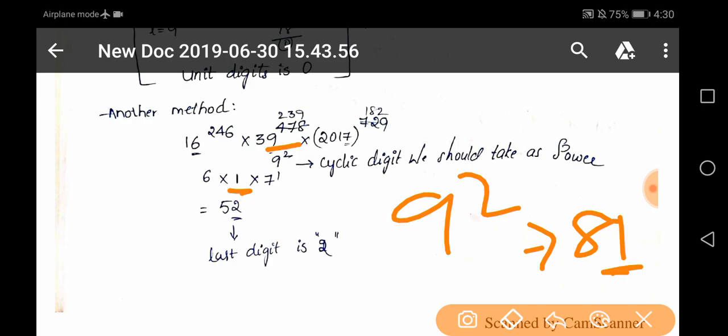Got it? See, when you get a 0, then the cyclic digit we should take as a power. Cyclic digit is 2 here for 9. So 9 square is 81. So 1 is the last digit. This is how you solve it.